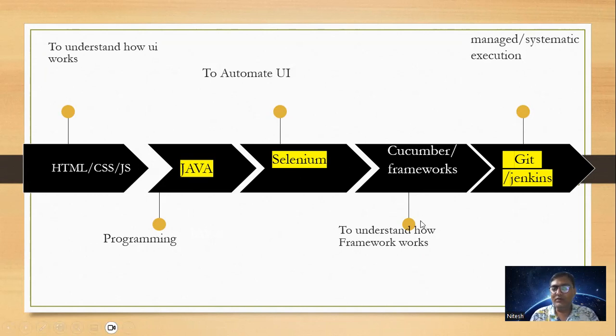Then we will learn about the framework and the Cucumber part. And then at the end, we should learn Git and Jenkins. That will complete a cycle of learning things logically, where once you learn all these things, you can say, okay, I know how to automate. I know how to manage the code. I know how to run it with minimum human intervention.